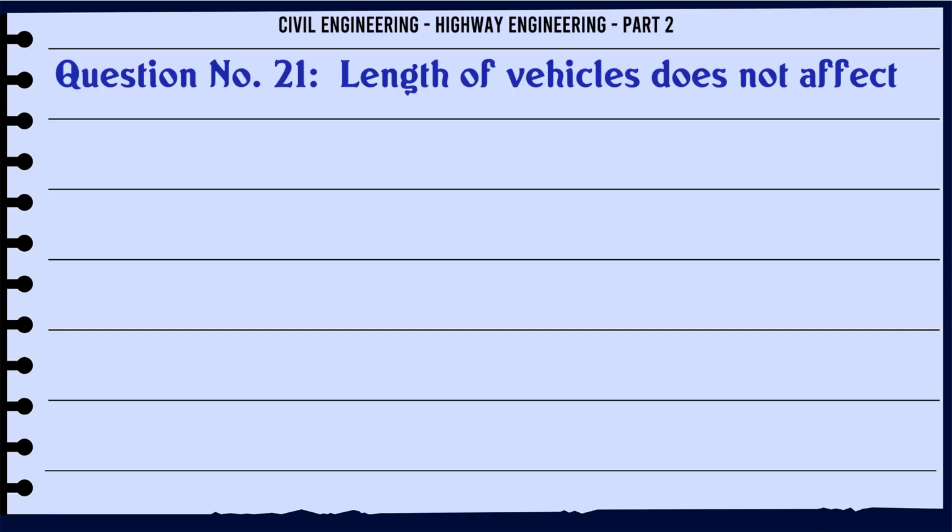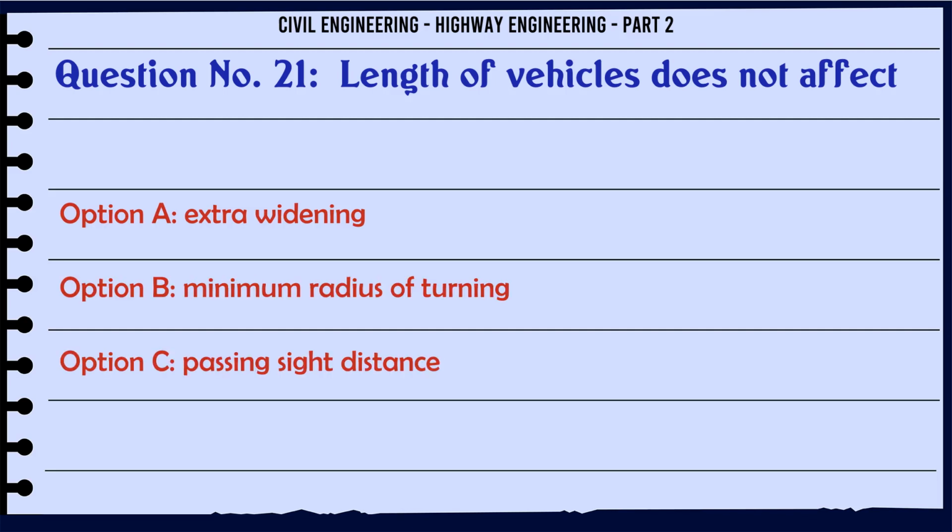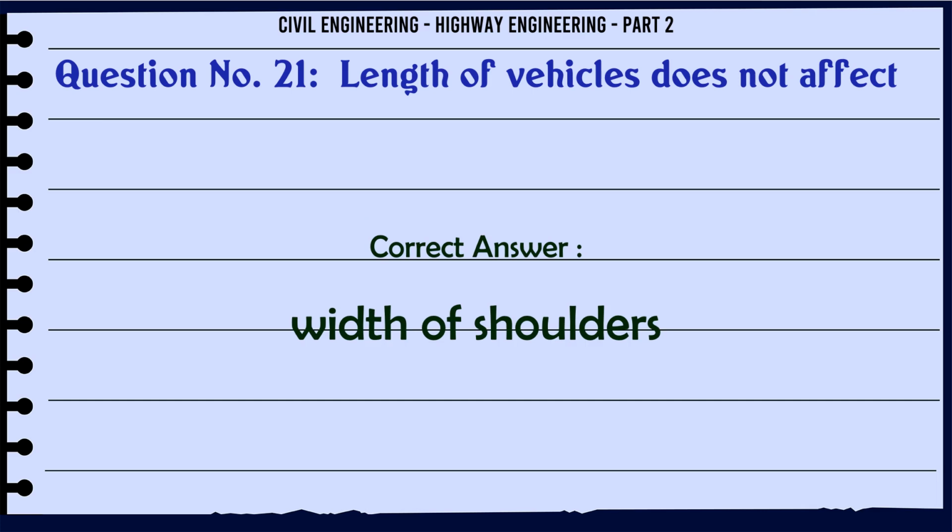Length of vehicles does not affect A. extra widening, B. minimum radius of turning, C. passing sight distance, D. width of shoulders. The correct answer is width of shoulders.